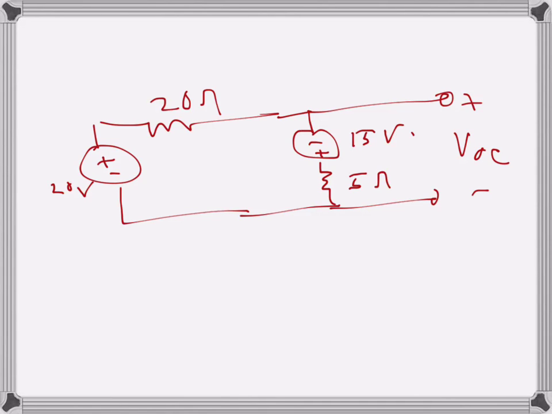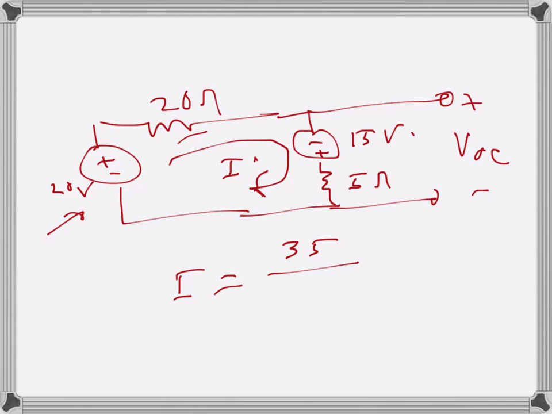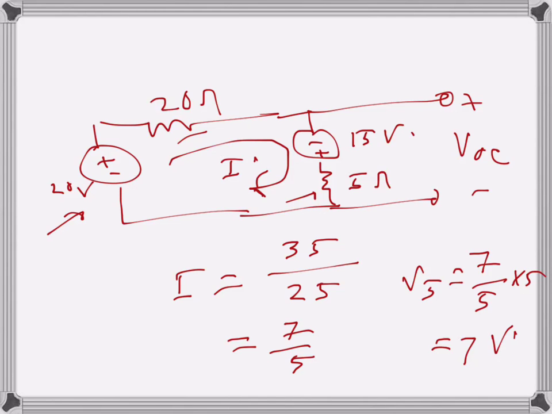I can see that a series current will flow like that, and the value of that current, if I call it I, will be, the voltage sources are adding each other, so that will be 20 plus 15, 35, and the sum of the resistances will be 25, so that will be 7 over 5. The voltage drop across 5 ohms, V5, will be 7 over 5 times 5, so that's 7 volts. So 7 volts drop in this direction, and then here it is plus minus 15 volts, so VOC will become minus 8 volts. That's the open circuit voltage.